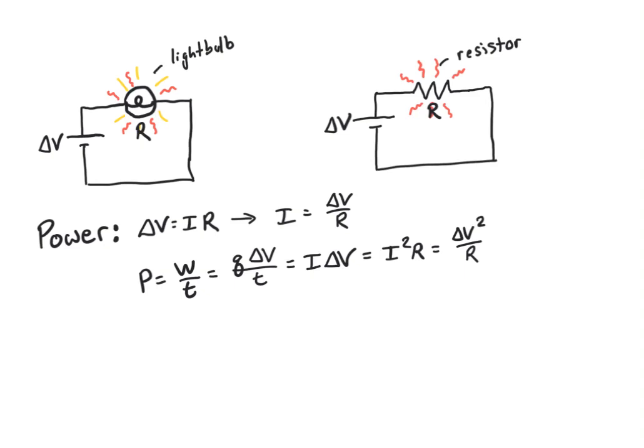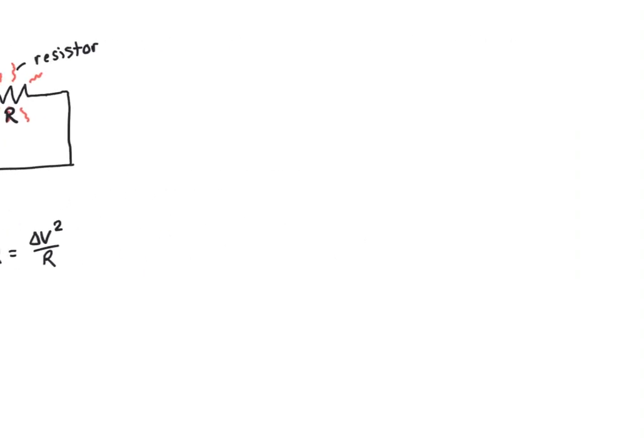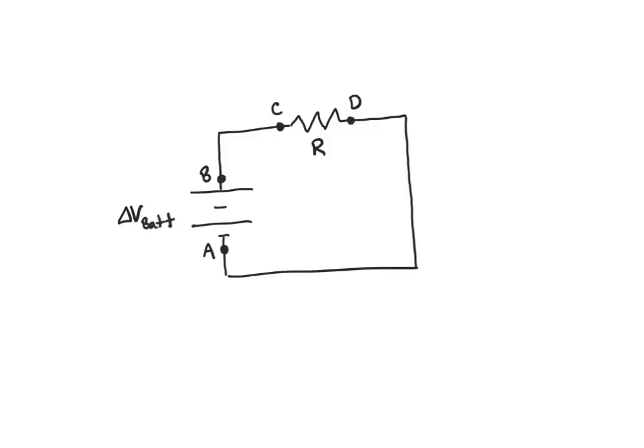Okay, so let's move on to more general properties of circuits, or rather how we go about analyzing circuits in general. So let's again stick with this really simple circuit where I've labeled four distinct points on the circuit: A, B, C, and D. We'll use those labels to help us talk about what's going on here.